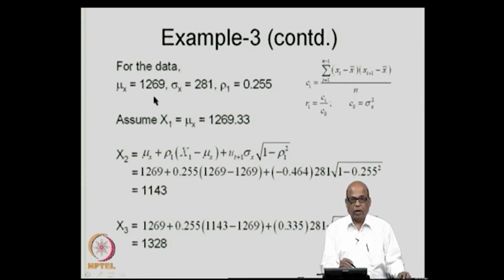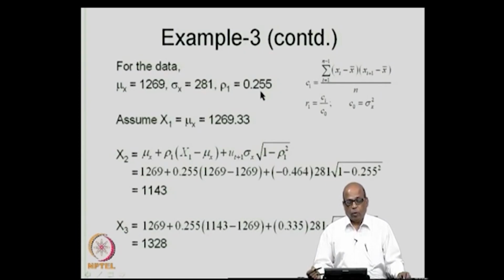So, the mean is estimated as 1269, sigma x is 281 and the lag 1 correlation is got by the covariance of x t with x t plus 1 and the variance itself. So, lag 1 correlation is estimated by R 1 is equal to C 1 by C naught. Recall that rho k is gamma k by gamma naught, where gamma k is the covariance between x t and x t plus k and gamma naught is the variance itself. So, using this we estimate rho 1, actually the sample estimates are indicated by R 1. So, R 1 in this case is a sample estimate which comes out to be 0.255.